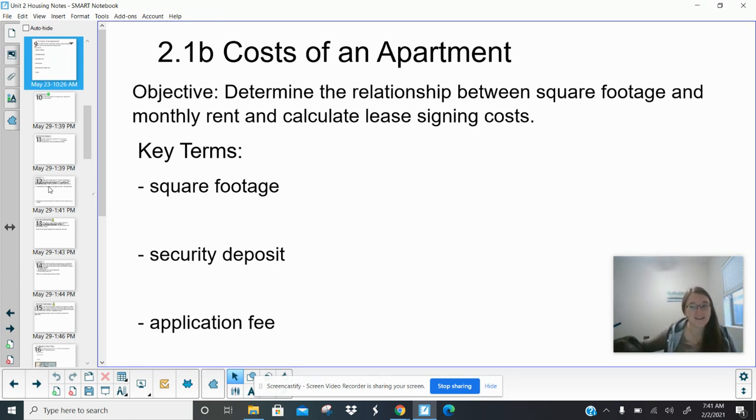Oh, saving for a house, right? But you actually have to save for an apartment as well because there are a lot of upfront costs. So that's the things we're going to be talking about in this lesson.